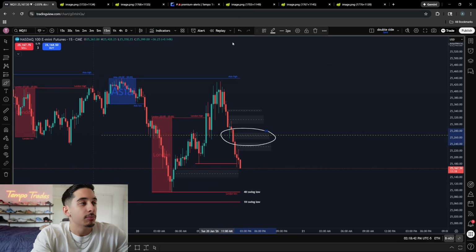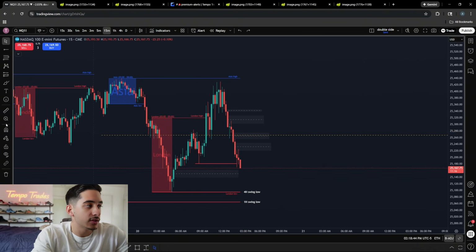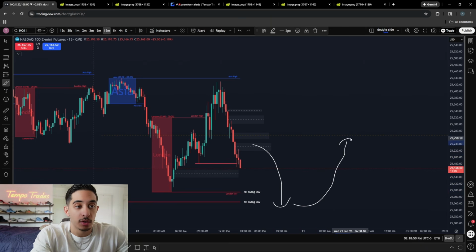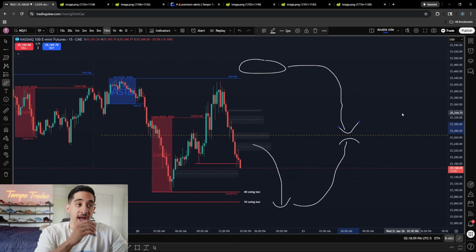okay? Because the idea that ICT teaches is when we are in discount of the range, meaning at the bottom of the range, you want to long back up to the 50% level, and vice versa. When you're at the top of the range or you're in premium, you are going to want to short back down to the 50% level.